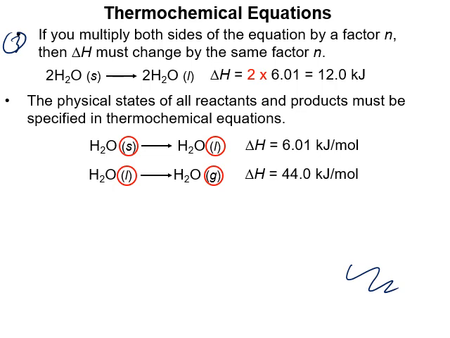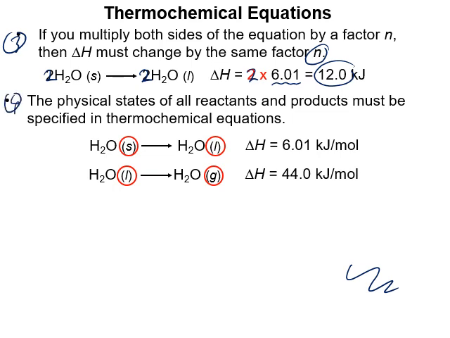If you multiply both sides of the equation by a factor n, then delta H must change by the same factor n as well. So if you multiply the whole equation by 2, the delta H you will multiply by 2. So that's why it's no longer 6.01, but it becomes 12.0. And the sign remains. So this one, the sign will still be plus. So the magnitude will change, the sign remains. Alright. Last point.